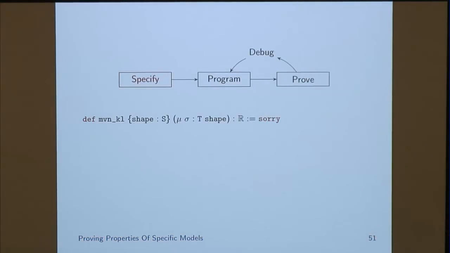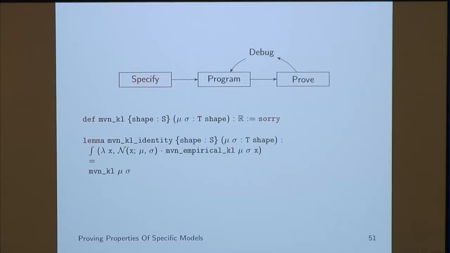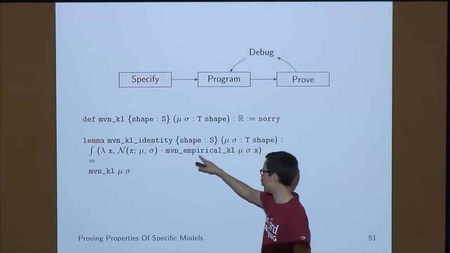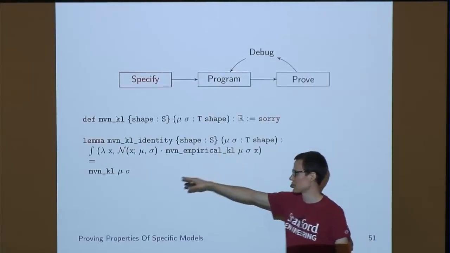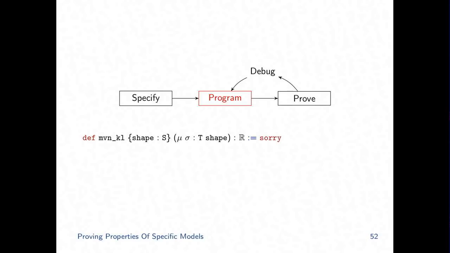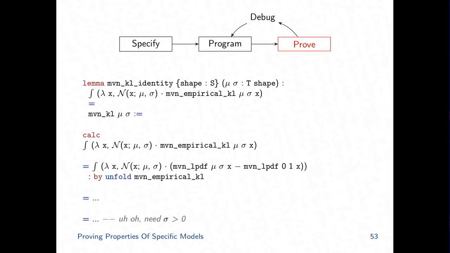I don't want to do the math by hand. And here's the spec: the integral of the Gaussian PDF of this empirical KL divergence actually equals this thing that we were looking for in closed form. And we program as always, and as always, we leave it as a placeholder and see what information we find from the proof process. And we start proving.